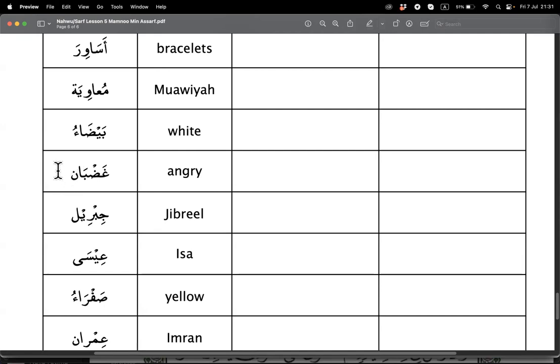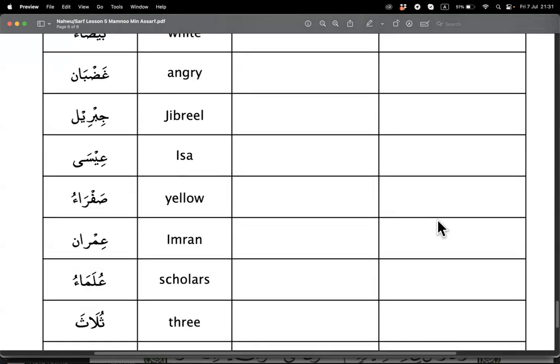Next one, Jibril. The first reason is that it is a name. The second reason is that it is a non-Arab name, with more than three letters. Understood.